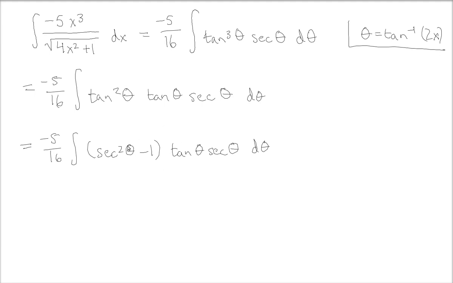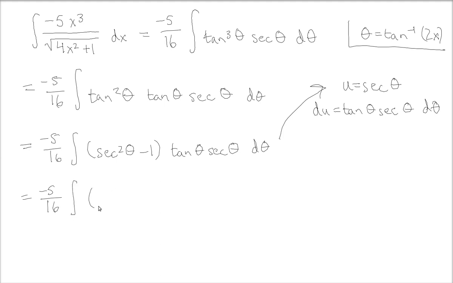Now to solve this integral, I'm going to use a u substitution. I'm going to let my u be equal to secant theta, and then du will be tangent theta secant theta d theta. And you can see that this is a really nice du because it's exactly the same as what I have here. So this is my u substitution. And let's substitute that in. We get negative 5/16, secant theta is u, so I've got u squared minus 1, and then this whole thing here is just du.